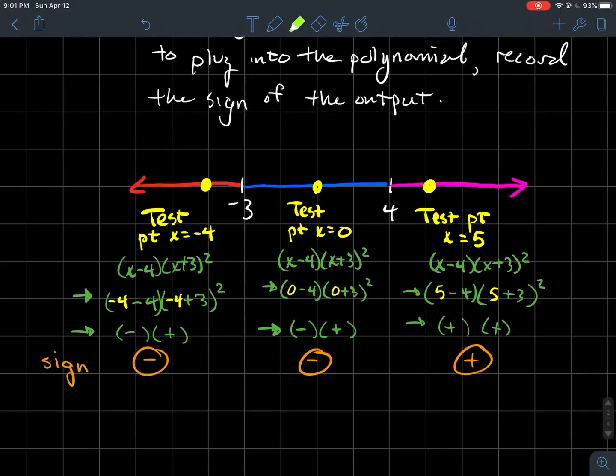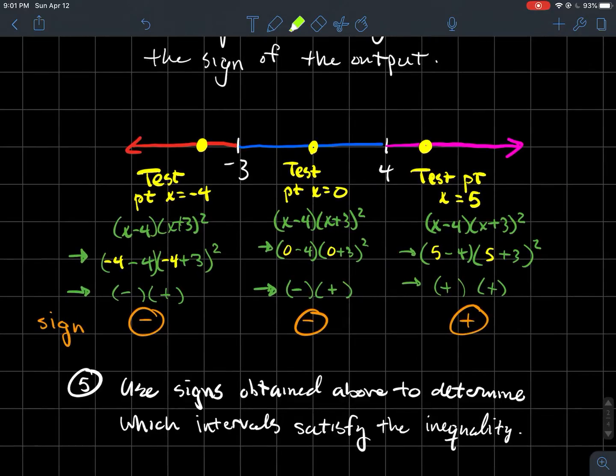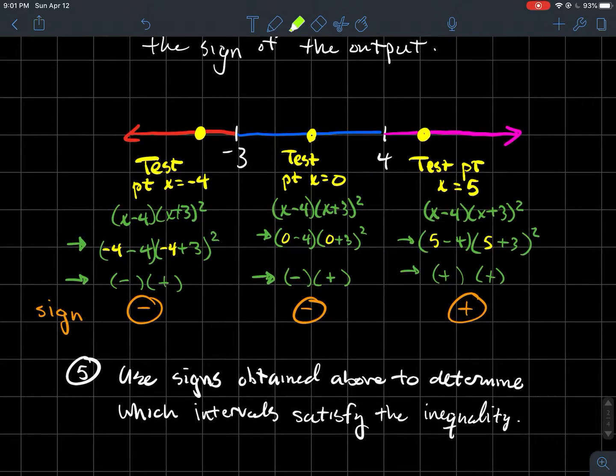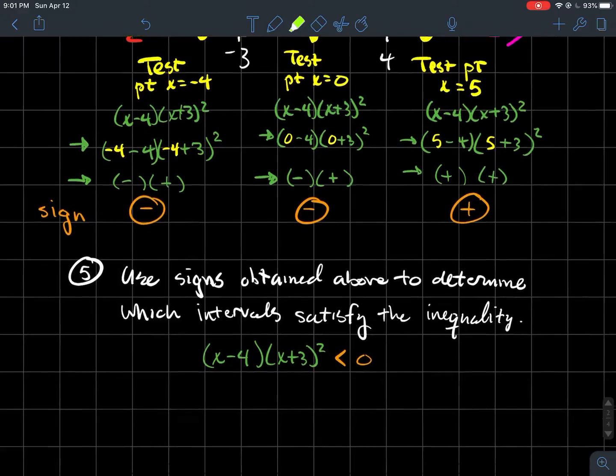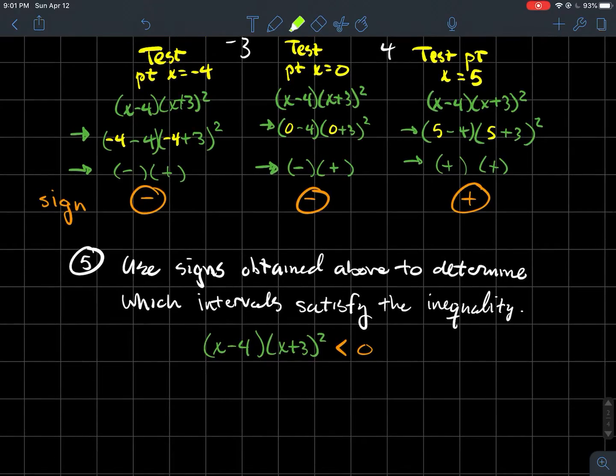So I wrote those in orange. We're going to keep track of those. That's step 4. So the last step, use the signs that you obtained above, in this case in orange right above, to determine which intervals satisfy the inequality you're asked to solve. So the original inequality was this one. Now we're finally going to use that less than 0.